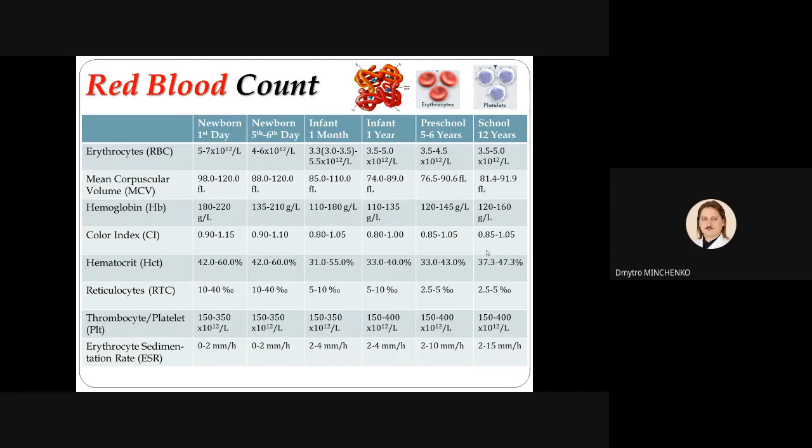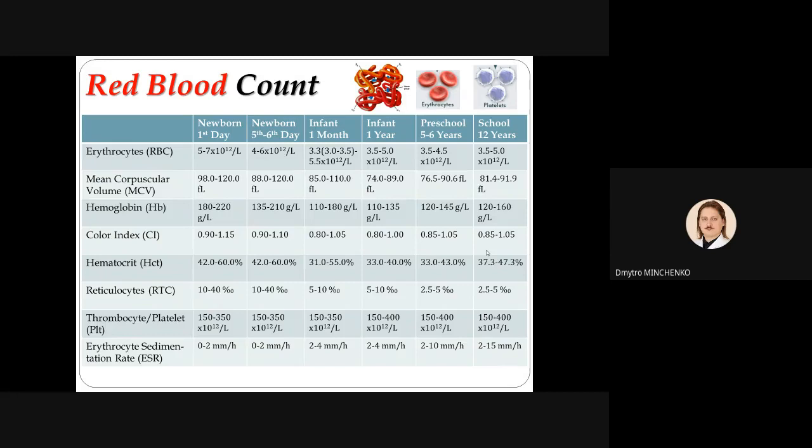Hemoglobin also begins very high, again, due to the fact that it's fetal hemoglobin that's being measured, and as it's being replaced by alpha, the numbers tend to drop. Color index, we'll take a look at how that's calculated in a moment. Shows the relationship between hemoglobin and erythrocytes. Other parameters besides color index do also exist.